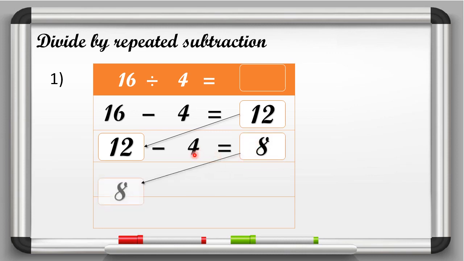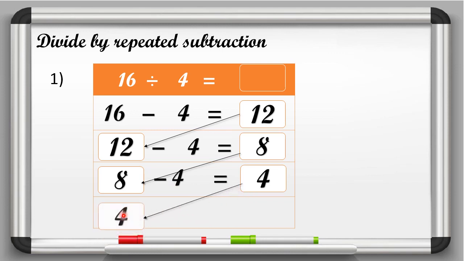ठीक है, अब हम इस 4 को 8 में से subtract करना है. So we will write 8 minus 4. So keep 8 in your mind and 4 on your fingers. Let's start backward counting. 7, 6, 5, 4. So here we will write 4. Now we have to subtract 4 minus 4. So here we will write 4. Okay, and minus 4. So 4 minus 4 is equal to 0.